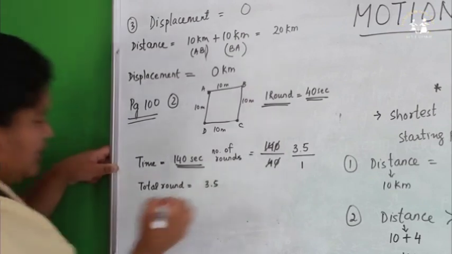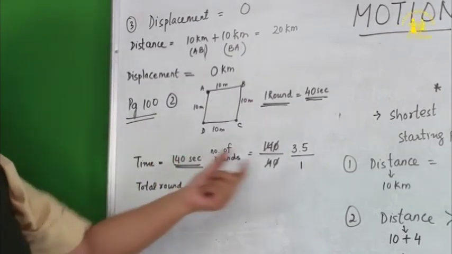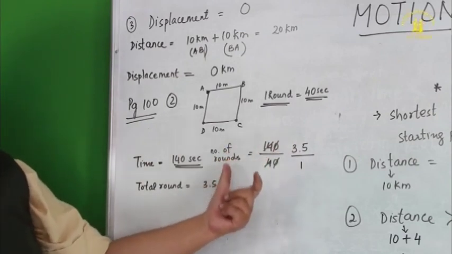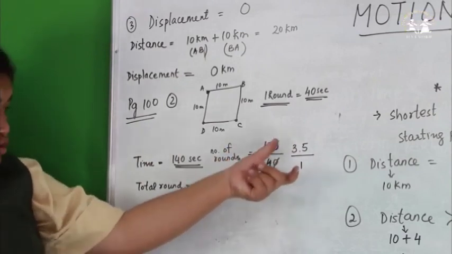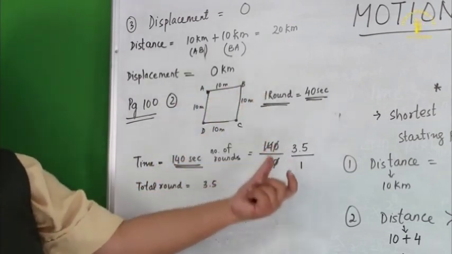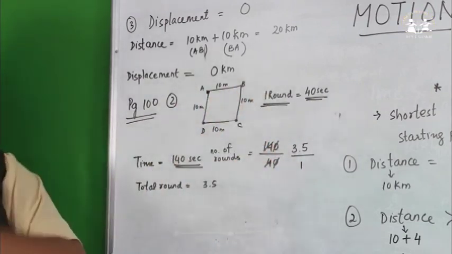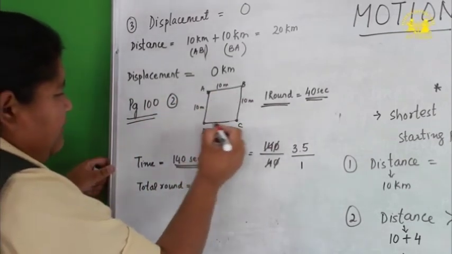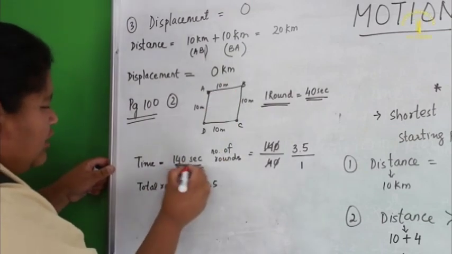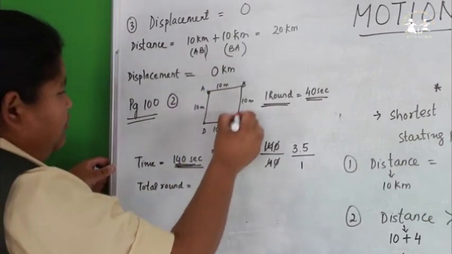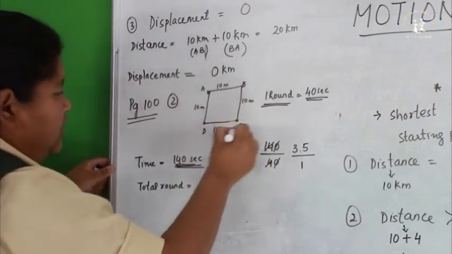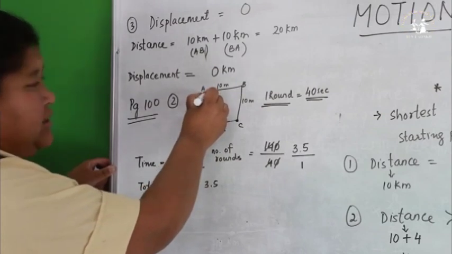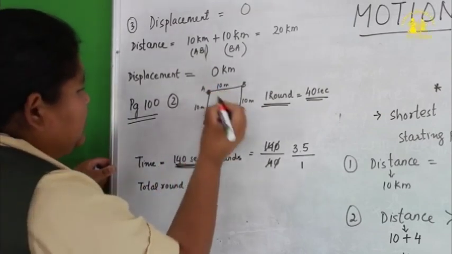Here we get the number of rounds as the ratio of the total time to the time per round. This is the concept. One round is 40 seconds, two rounds is 80 seconds, three rounds is 120 seconds.